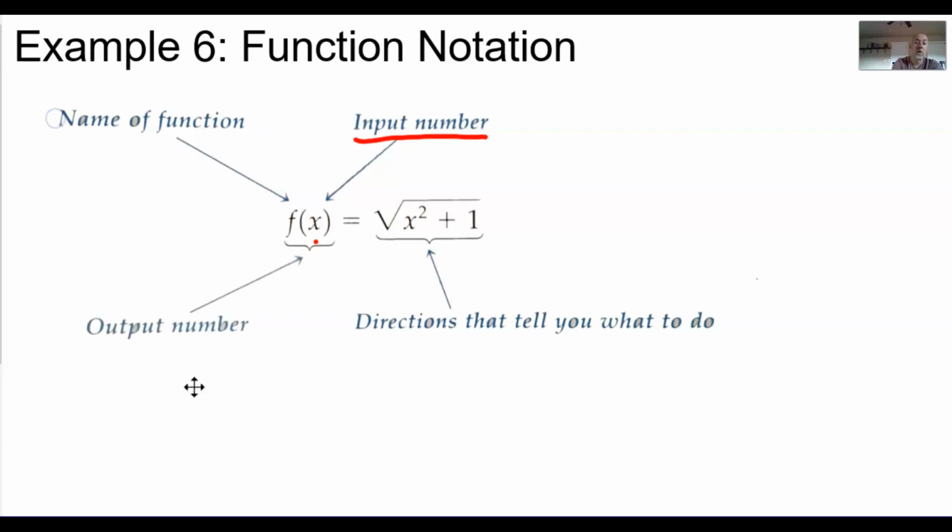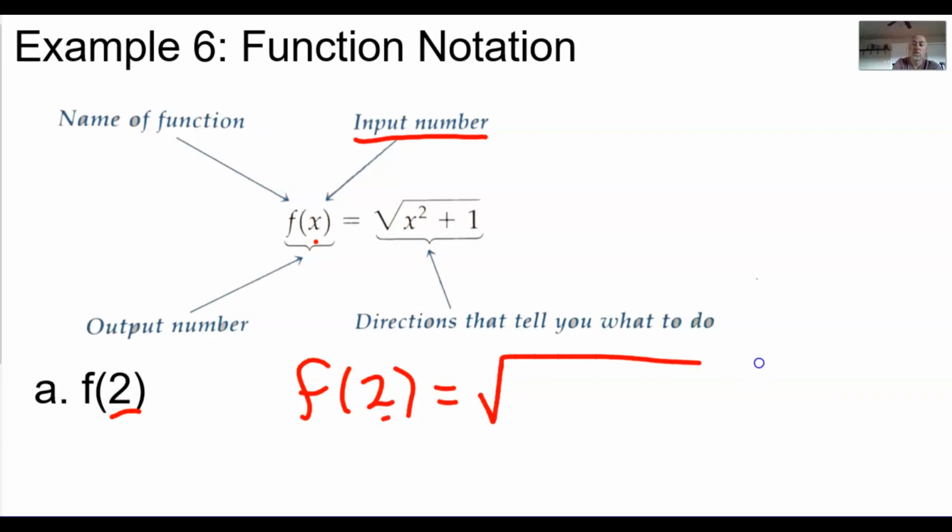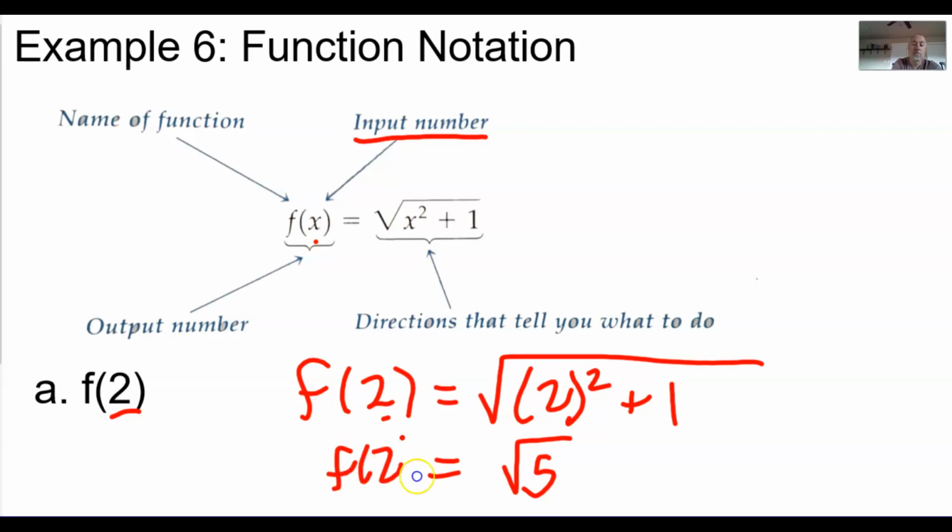So if I wanted to figure out what f of 2 is, that means 2 is my input value. I'm going to put 2 in place of x in the function. 2 squared plus 1. 2 squared is 4. 4 plus 1 is 5. I get out square root of 5. 2 is my input. Square root of 5 is my output.